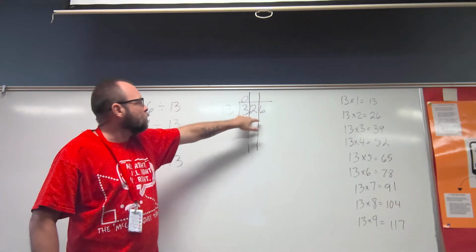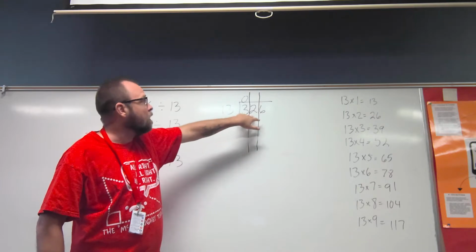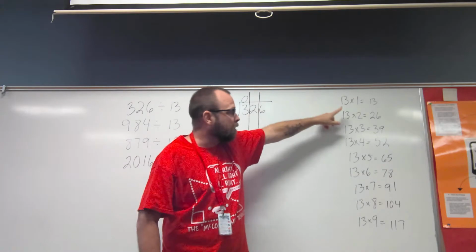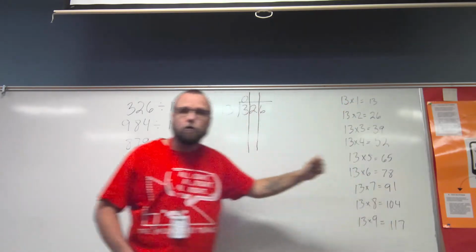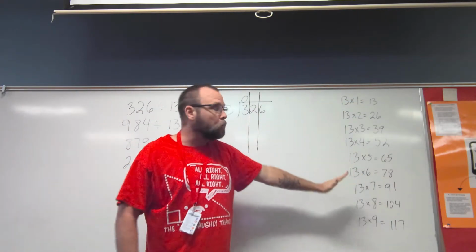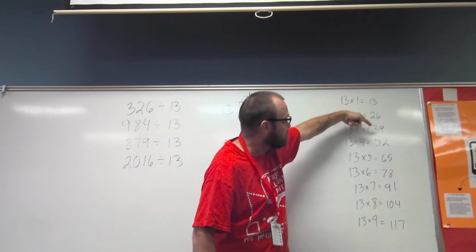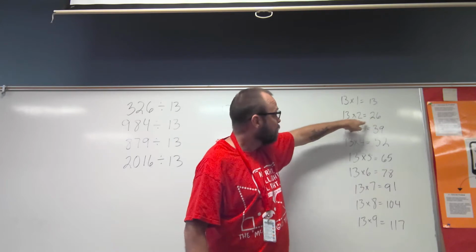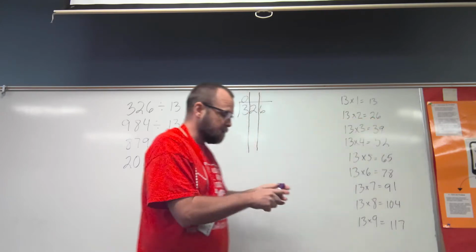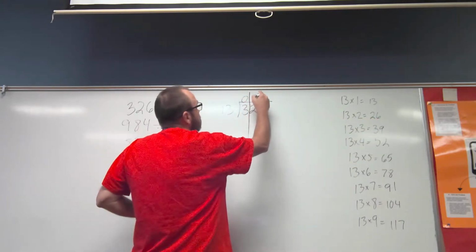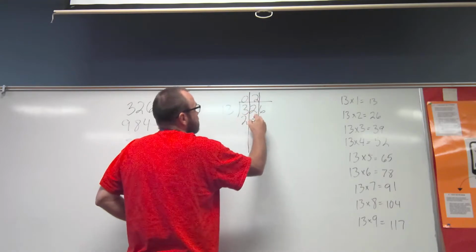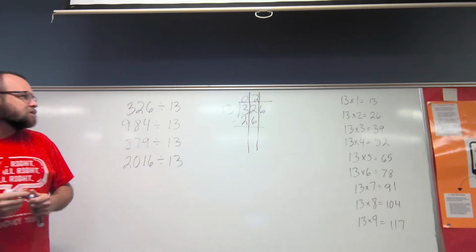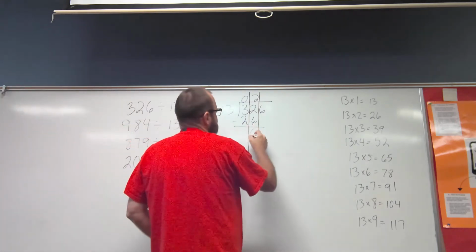Now, 32 is greater than 13, so I know 13 is going to go into 32. So I come over here, and I need to get as close to 32 as I can. This is why I have my multiples out. I have 13, 26, 39. 39 is too big. So I go back up here to 13 times 2 is 26. So my 2 goes there, and then I have 26, and then I subtract. And that's 6. 32 minus 26 is 6.